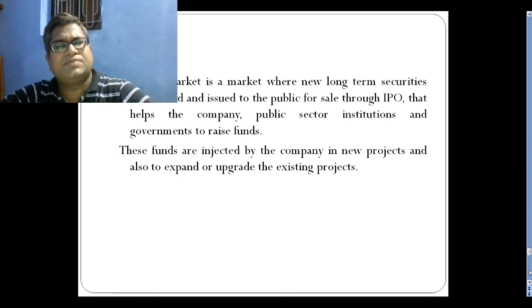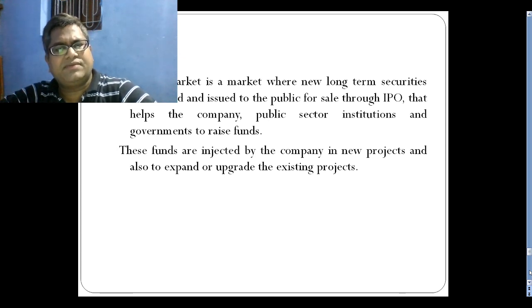In public issue management, one is public issue through IPO, FPO; another one is bonus shares, rights issue; another one is private placement, bought out deals, offer for sale; another is the EIPO and green shoe option; and another one is the institutional private placement methods through QIB. In this way, the primary market can raise funds, and the funds can be created or issued to the public for sale of IPO through a prospectus.